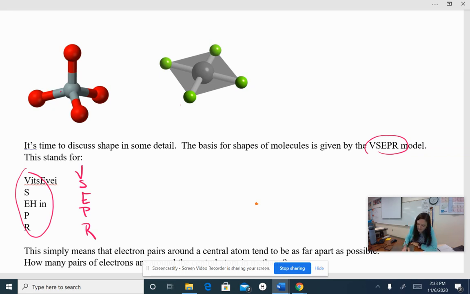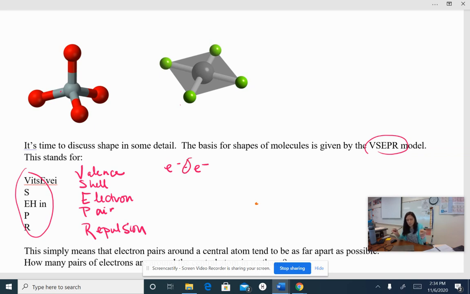V stands for valence. So we're looking at the valence electrons, and S is shell. So the valence shell electron pair. Have you noticed that each orbital has a pair of electrons in it? Repulsion. Now remember, electrons are negatively charged. So if I have electrons next to an electron, they're going to push apart.